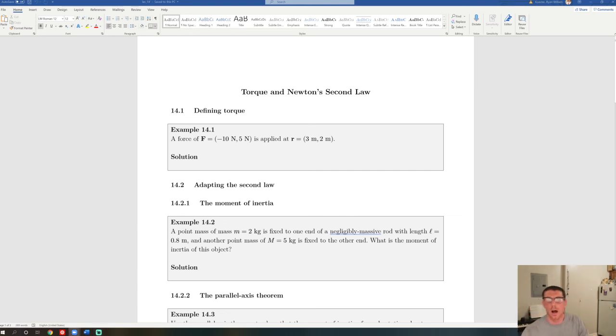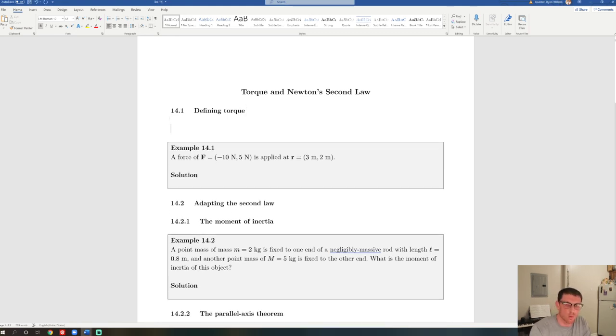Hey everyone. In this video, we're going to be talking about torque and the rotational analog of Newton's second law. We are going to proceed in a very similar fashion as we did in the last video, where we just kind of make analogies between rotational dynamics and linear dynamics. And so I think the first thing I want to do is say something conceptual about what torque is.